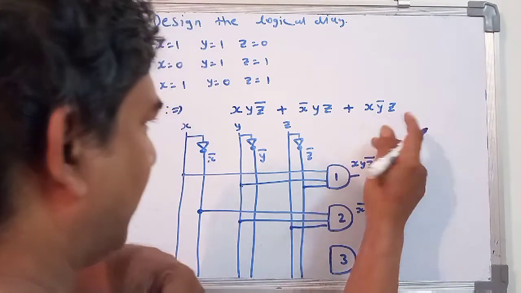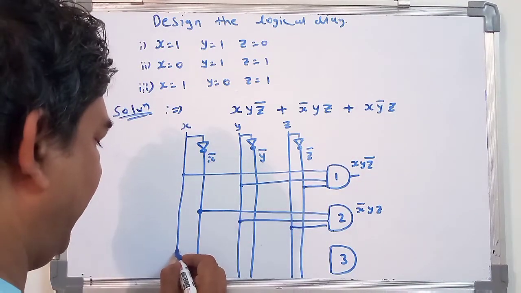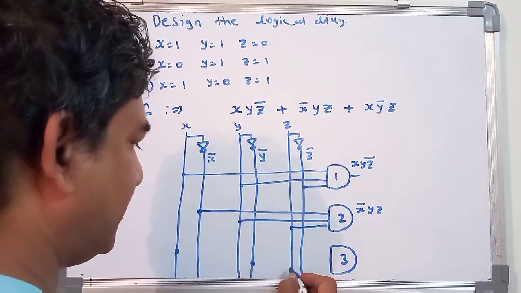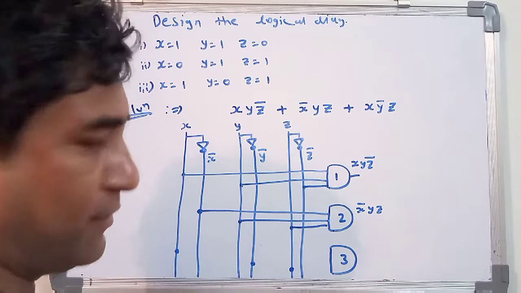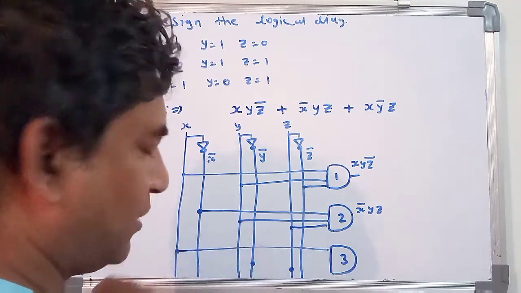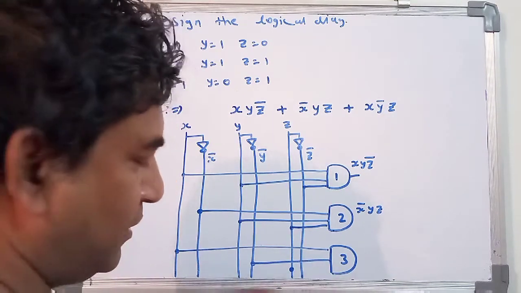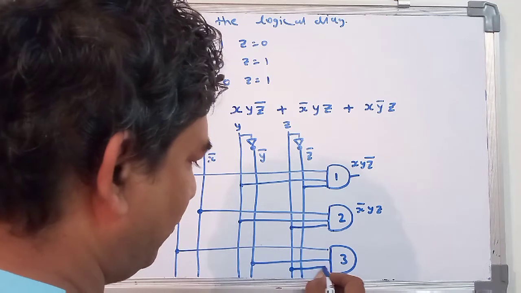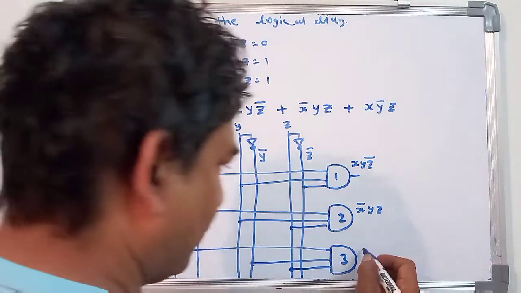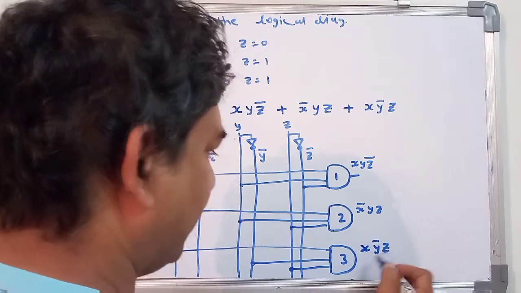Then the third one, x, y bar and z. The line for x, then y bar and then z. This is the z line. So the x line connects to the third gate. The y bar line connects to this one. The z line has to be connected to the third gate like this. Okay, so you will be obtaining the value x, y bar and z.